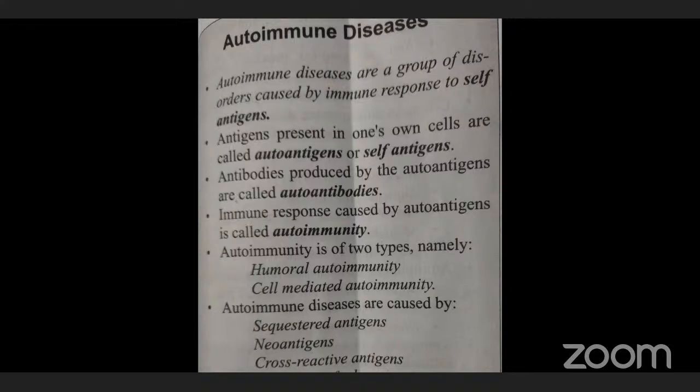So some self antigens, I mean auto antigens, are also present in our body. Due to the action of these antigens, some diseases are caused, which are called autoimmune diseases. Autoimmune diseases are a group of disorders in which tissue injury is caused by humoral or cell-mediated immune responses to self antigens.